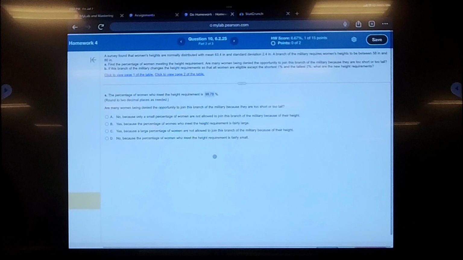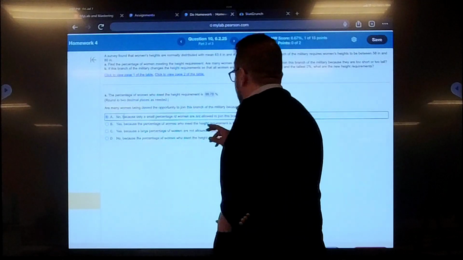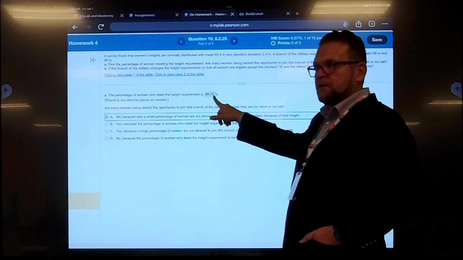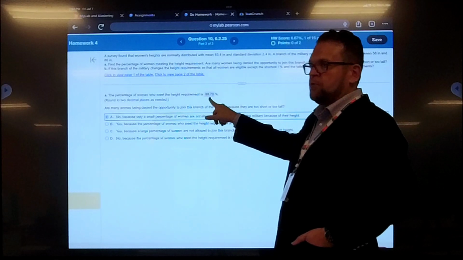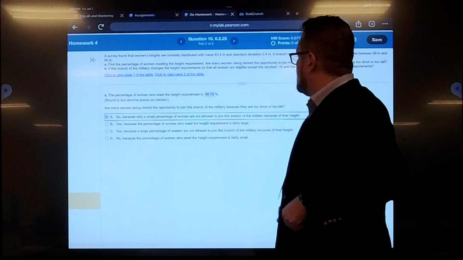Are many women being denied the opportunity? No, because only a small percentage are not allowed to join because of their height. The percentage that are not allowed to join because of their height is 1.22%. Because when I add together 1.22% and this percent, it's 100%. It's everybody.